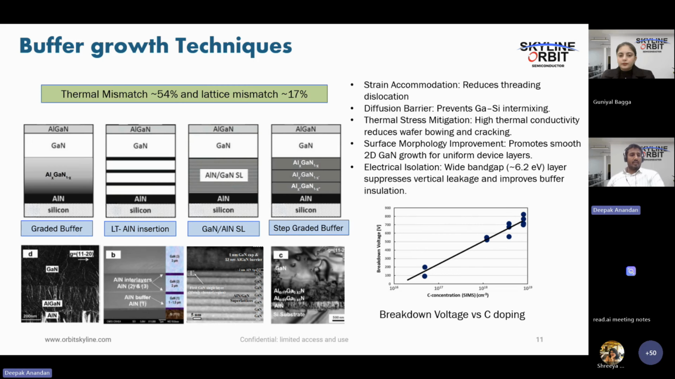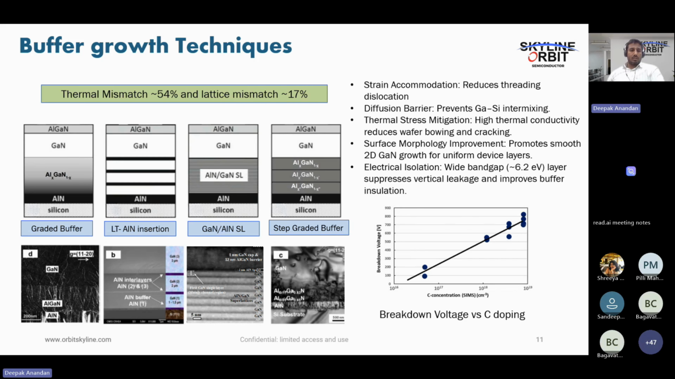The second technique is that you can grow a thick gallium nitride buffer layer, but you need to insert a thin layer of aluminum nitride in between. That helps stop the threading dislocation which would otherwise extend to the top surface. It also acts as a strain relief and dislocation blocking layer, and it improves the quality a lot.